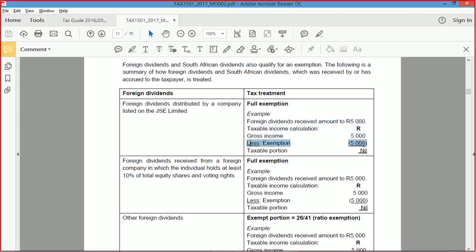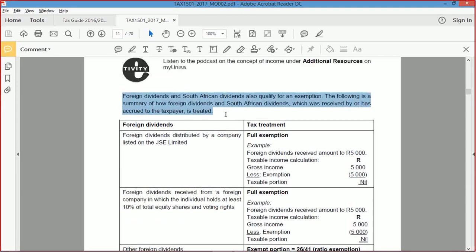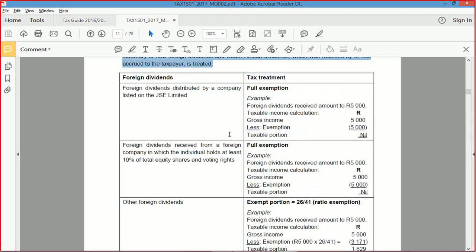Okay, here it is. Foreign dividends distributed by a company. Have a look. Foreign dividends received amount to 5,000. Taxable income calculation: gross income 5,000, exemption 5,000, taxable portion 0. This is foreign dividends, and South African dividends also qualify for an exemption. The following is a summary of how foreign dividends and South African dividends received by or accrued to the taxpayer are treated. So you said foreign dividends, it's actually foreign interest, the one that we looked at last week. Yes. It used to be the foreign dividends, but I see they've changed it.